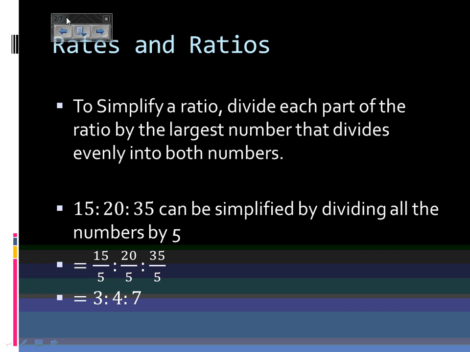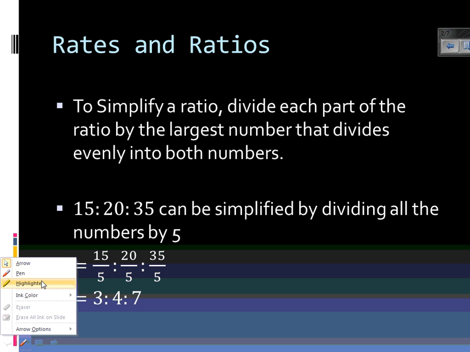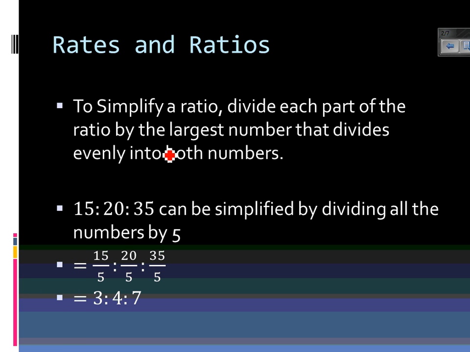So today we're looking at the unitary method, but first of all, we need to do a bit of revision. Last lesson we were looking at rates and ratios. Specifically, we were looking at ratios, and what we were looking at was simplifying ratios. And we said that we just have to divide all the numbers by something that goes into them all.